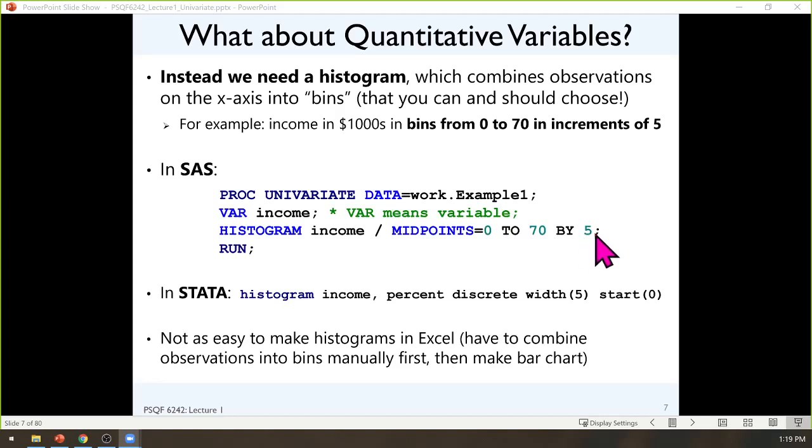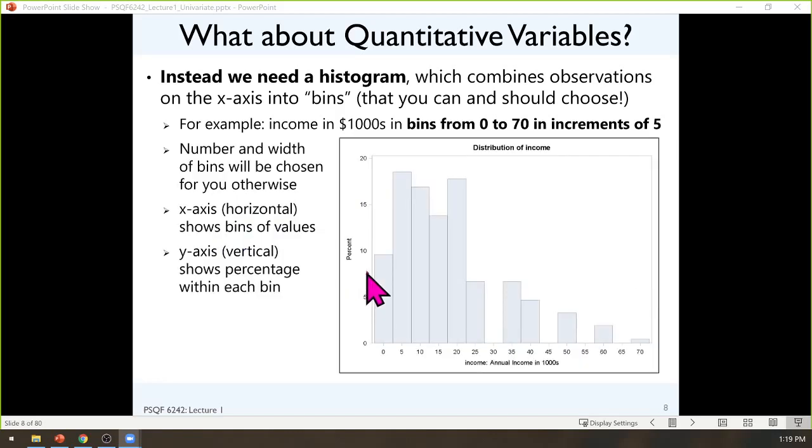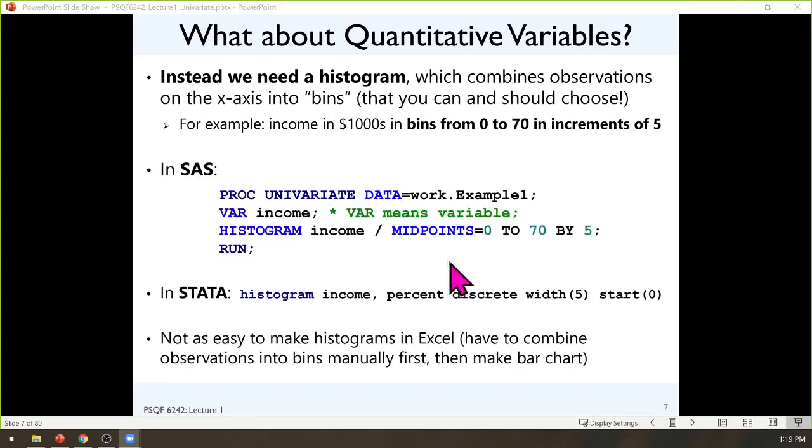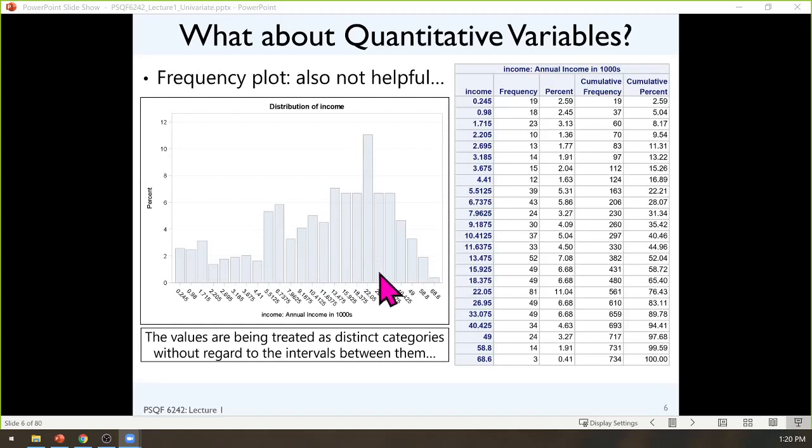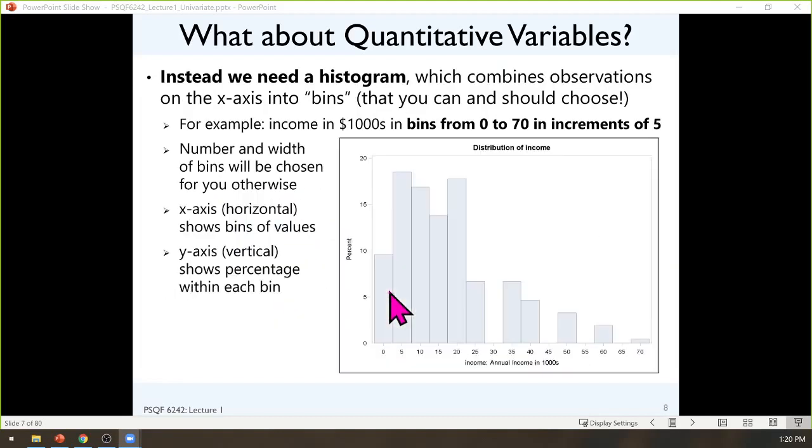That's what that means. And the same thing happens in Stata with the same command histogram, and then telling it we want widths of 5 starting at 0. And so that creates this picture right here. So if we look at this picture relative to the previous one, we get a very different sense of where the income distribution is, because this frequency chart doesn't really understand the differences between these values on the x-axis, whereas this one does.